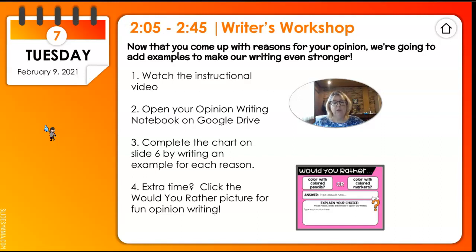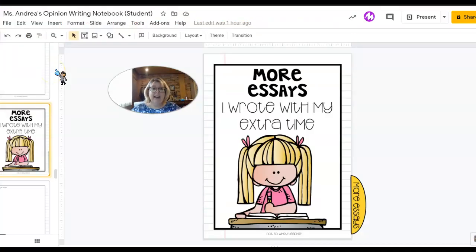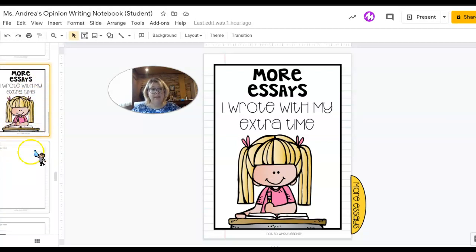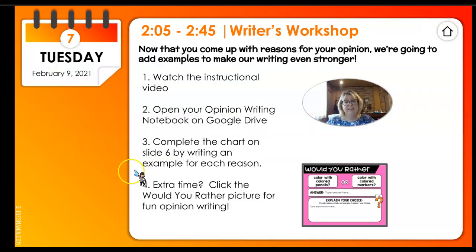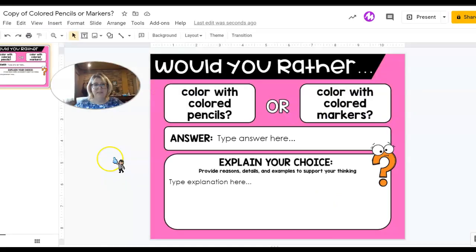It's Writer's Workshop. You can have a choice to either write in your writing journal or go to your opinion writing notebook. All the pages after slide 28 is space for you to write whatever you want to write about, although I'm hoping it will focus on opinion writing. But there's pages for you to write. Or you can choose this would you rather fun opinion writing. You just click, make your own copy, look at the would you rather question, type your answer, and then explain using reasons, details, or examples.